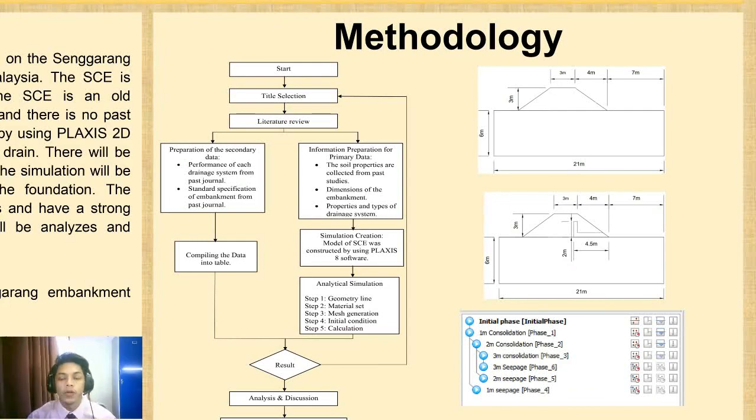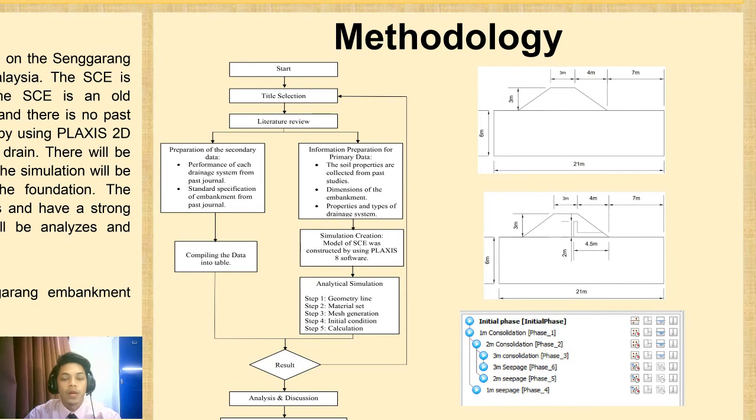Next is our methodology. As you can see, here is my flow chart. First is start, and then our title selection, then the literature review, and it will split into two. For the first one is information preparation for primary data. The soil properties are collected from past studies, the dimensions of the environment, and the properties of the type of drainage system. And we will be simulating the creation using a model of the embankment construction by using Plaxis 2D software. And then we will do an analytical simulation. This is the geometry line, material sets, mesh generation, initial condition, and calculation.